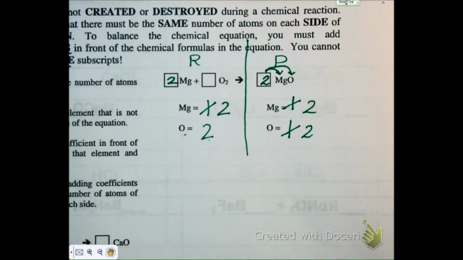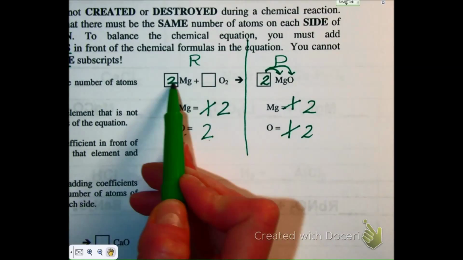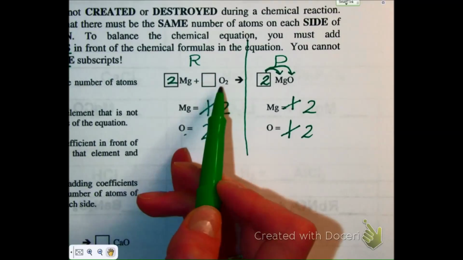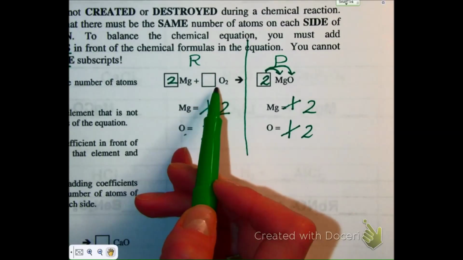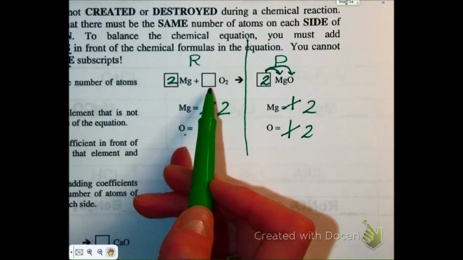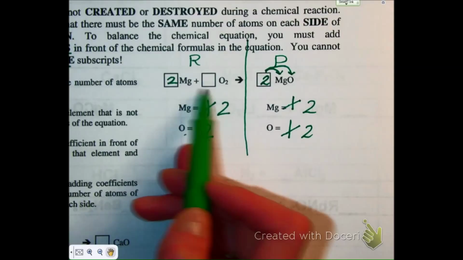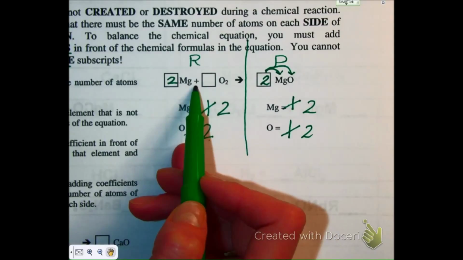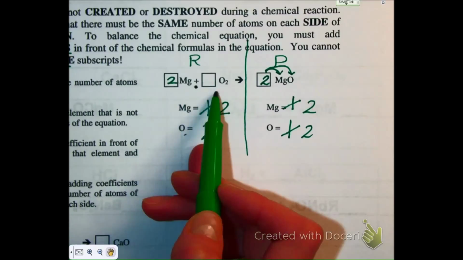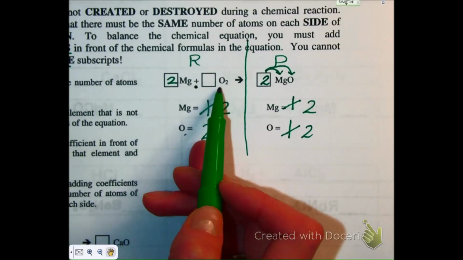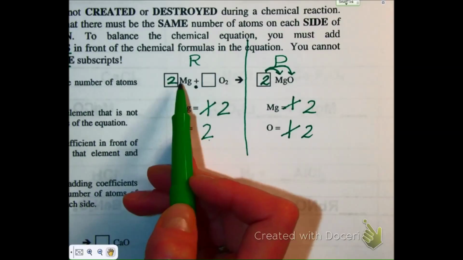Now again, why does the coefficient of 2 not apply to my oxygen? Matthew? Because they are separated by the plus sign. They're separated by the plus sign, which means they're separate formulas. This 2 will not be distributed to this formula, only this one.